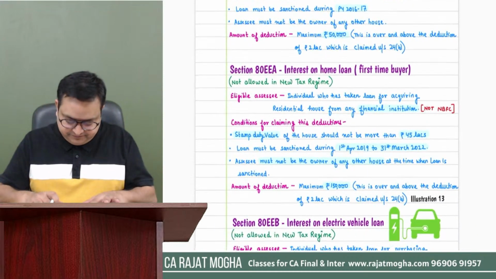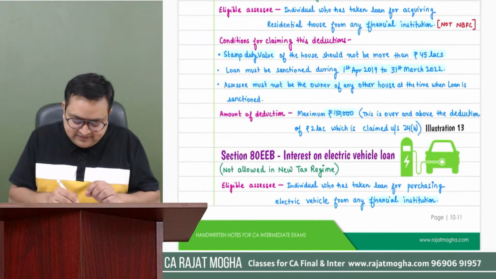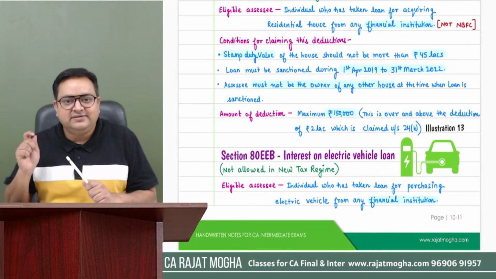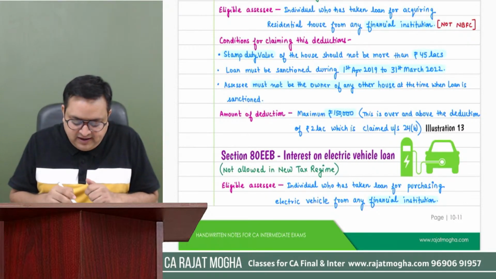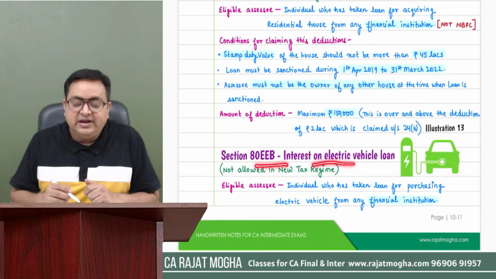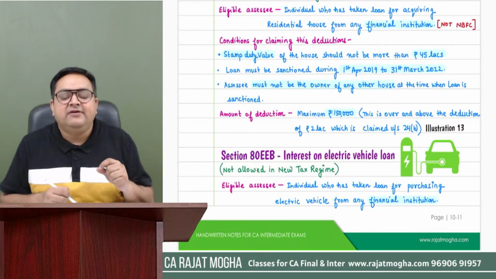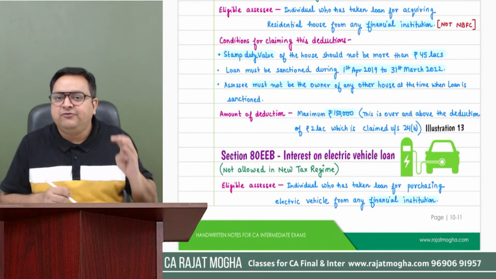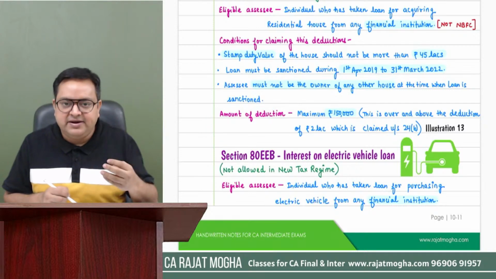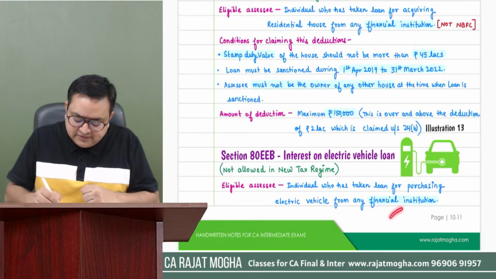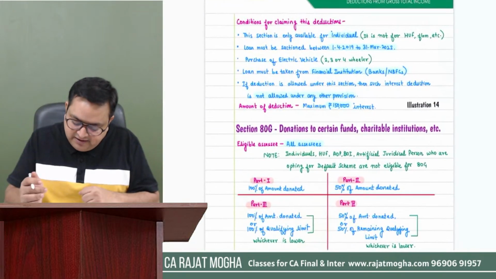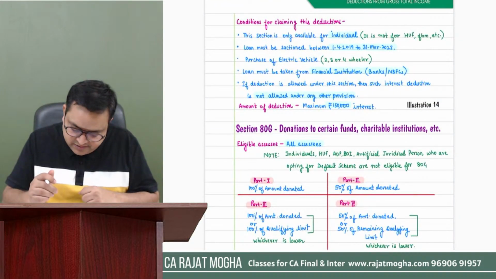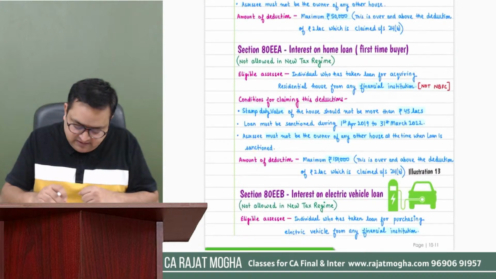Getting it? Okay, now the last section in the 80E family. 80E is related to interest. So the next section is 80EEB. 80EEB is related to interest on electric vehicles. If you have purchased a two-wheeler, three-wheeler or four-wheeler, then you can claim a deduction, if the loan is taken from a financial institution, including NBFCs also. NBFCs I have not written over here. Please write NBFC also.